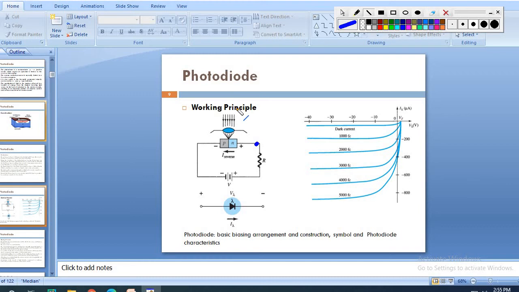So how does the photodiode work? Light rays are falling on the p-n junction diode. See in this diagram, all the rays are falling on the p-n junction diode. This indicates that they fall directly on the depletion region, so automatically the minority carriers will increase. Whenever the minority carriers increase, the reverse current will also increase.